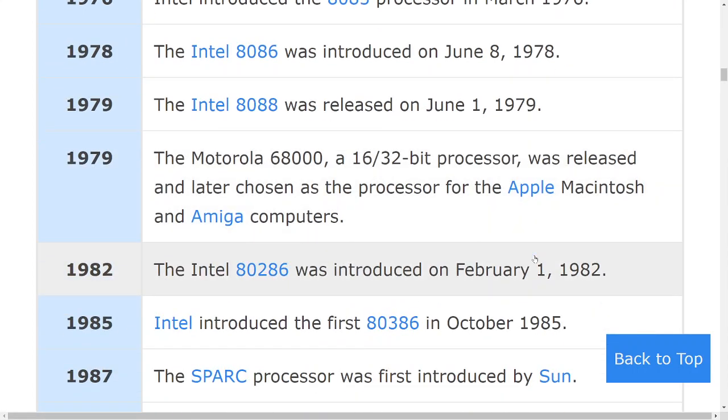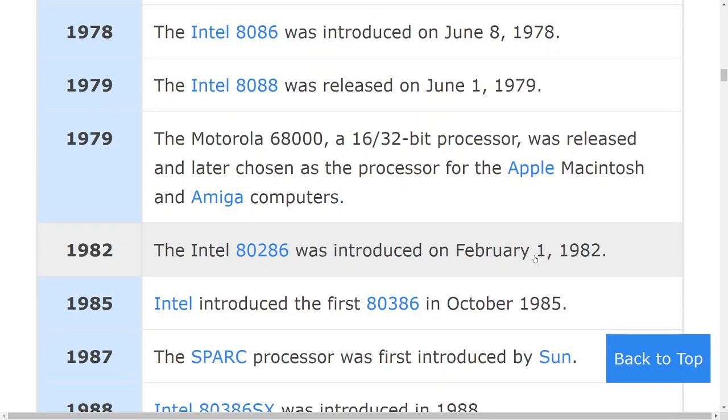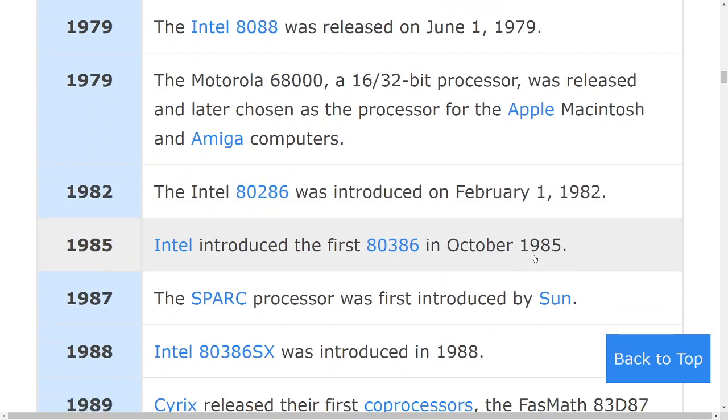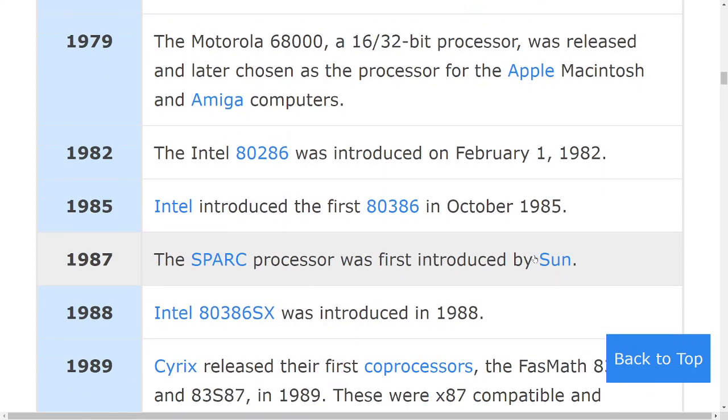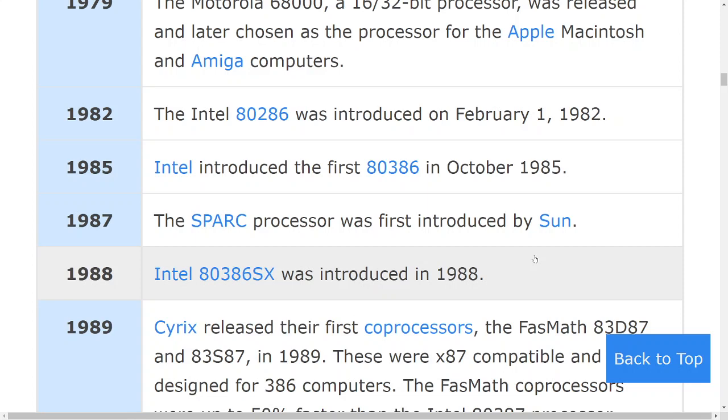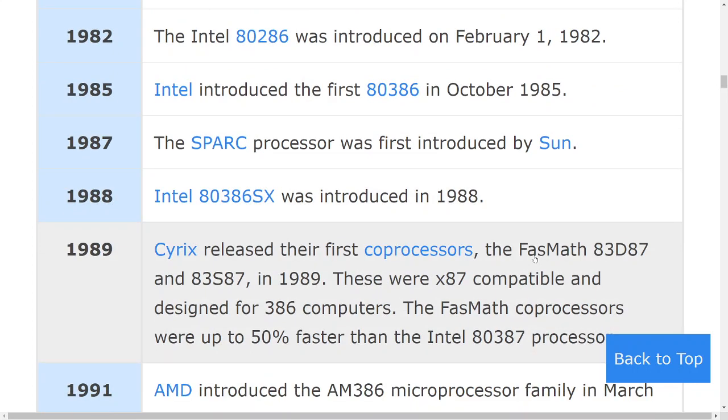In 1982, 80286 was introduced. 1985, 80386 was introduced. In 1987, Sparc processor was first introduced by Sun. In 1988, Intel 80386 SX was introduced. Cyrix in 1989 first released their co-processors.